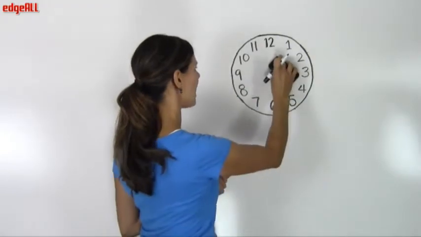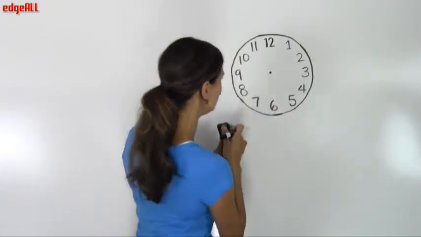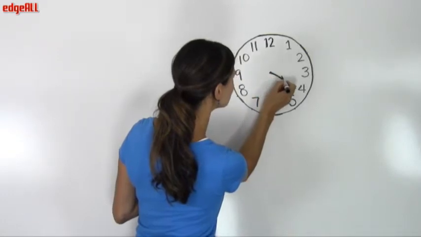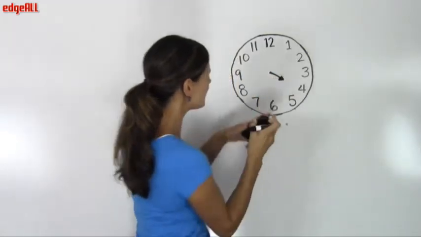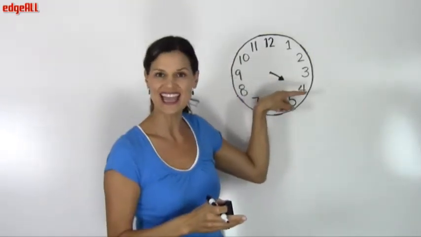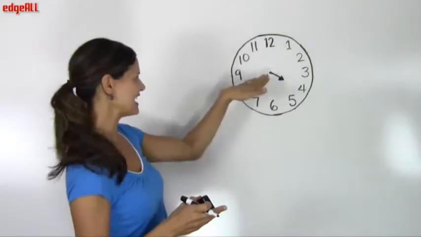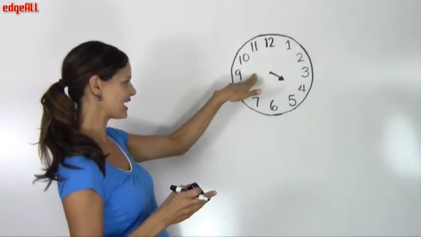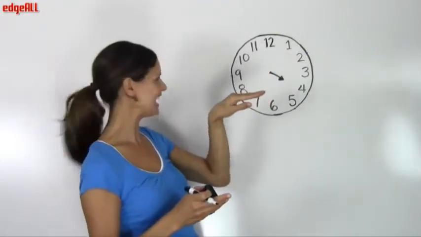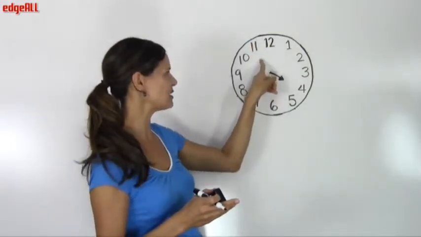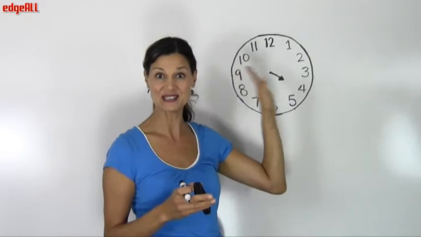At 4 o'clock, for another example, the hour hand is going to look like this, pointing directly at the 4. And the same goes for all of the hours. At 9 o'clock, the hour hand will be pointing straight at the 9. At 11 o'clock exactly, the hour hand will be pointing exactly straight at the 11.